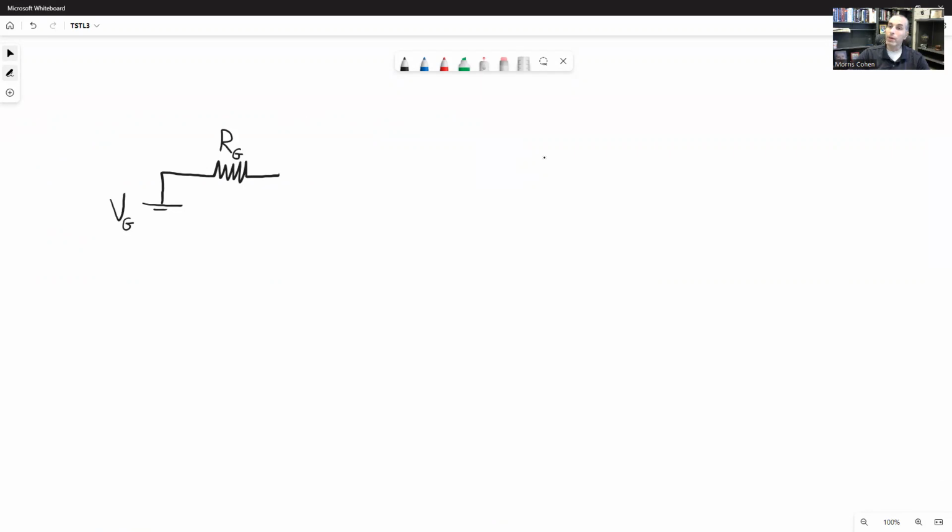This is what we're going to call the generator voltage. It represents the fact that no battery, no voltage source is perfect. There will be some resistance associated with all of that.